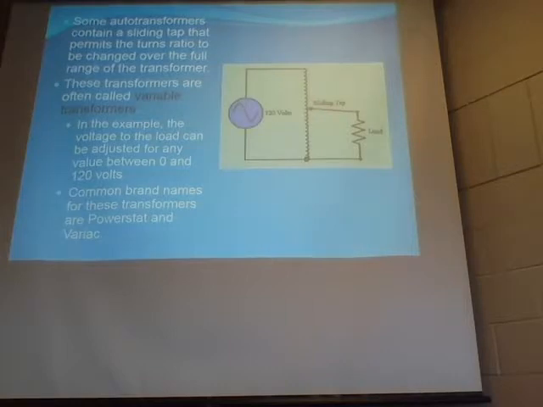Some auto transformers contain a sliding tap that permits the turns ratio to be changed over the full range of the transformer. These transformers are called variable transformers. There's a couple on the left that we can look at. In the example, the voltage to the load can be adjusted for any value between 0 and 120 volts. The primary is 120 volts here, so you can change the number of turns between 0 and 120. Common brand names for these transformers are PowerStat and Variac.